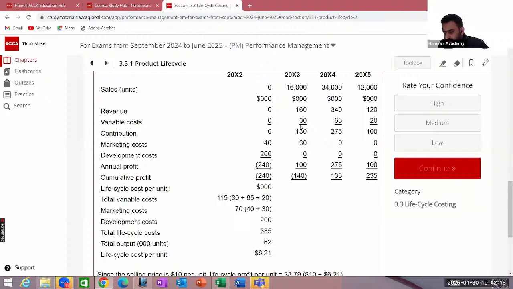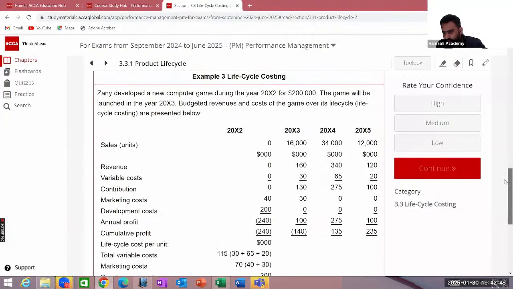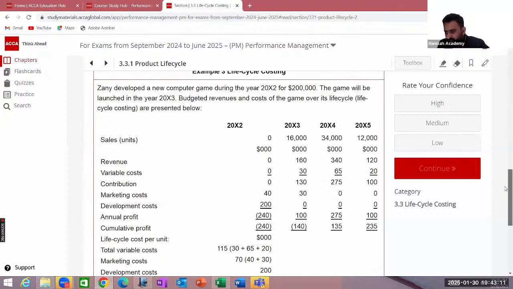Now, here, if we do the calculation, the total variable cost is 150, total marketing cost is 70, and total development cost is 200. So we have a total of 385 total cost over the life cycle, and the total output in terms of units is 62,000 units. So per unit cost is 6.21 per product over the life cycle. Since the sale price is $10, we are making 3.79 profit over the life cycle.